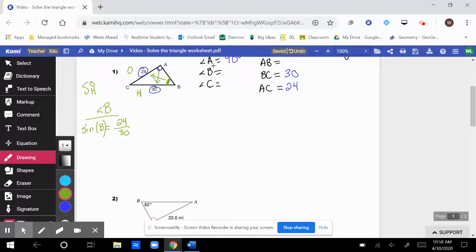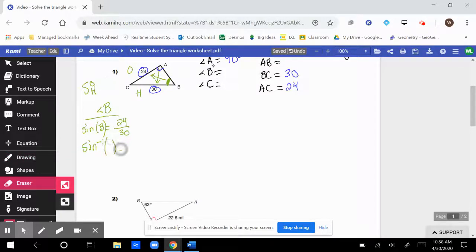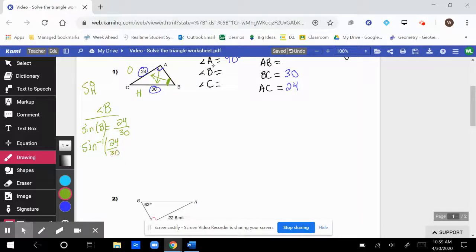And what you guys learned last class is when you know the ratio, you have the O and the H, you solve for the angle using inverse trig. Okay, and that looks like a -1 power on your calculator. So sine inverse of B, sine inverse of 24 over 30 equals B. So when you know the ratio O and H, that is when you use that inverse trig button. Okay, so in your calculator, sine inverse of 24 over 30.